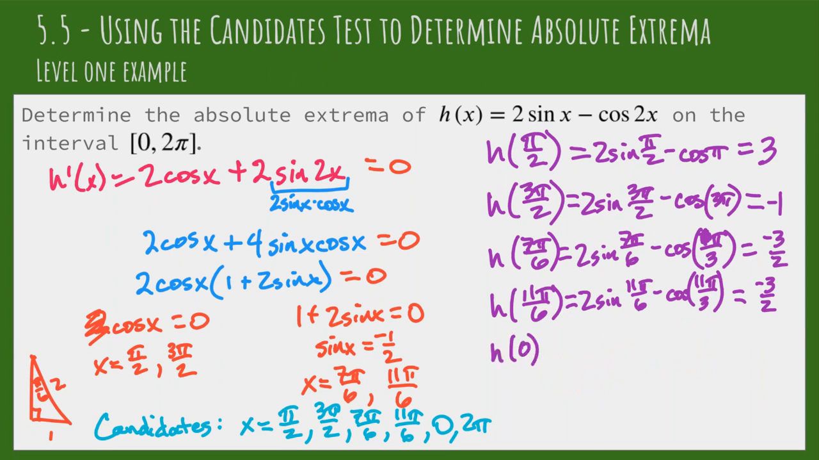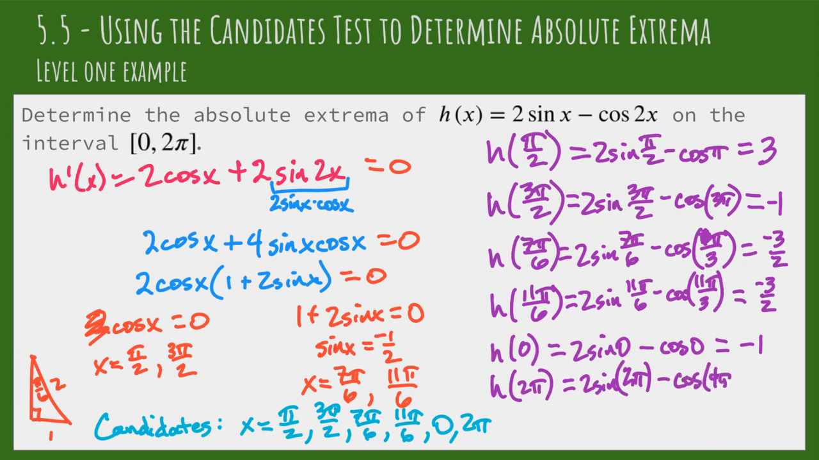Okay, h of 0. This should be a pretty easy one. So we have 2 sine of 0 minus cosine of 0. Sine of 0 is 0, cosine of 0 is 1, so that's going to give us negative 1. And h of 2 pi. So sine of 2 pi is 0. Cosine of 4 pi is the same thing as cosine of 0, which is 1. So we have 0 minus 1 is negative 1.